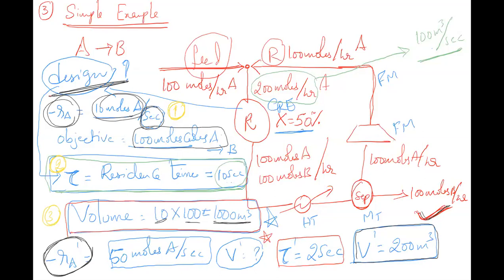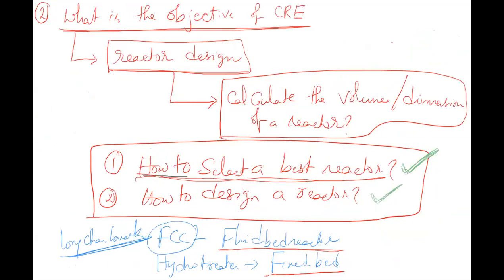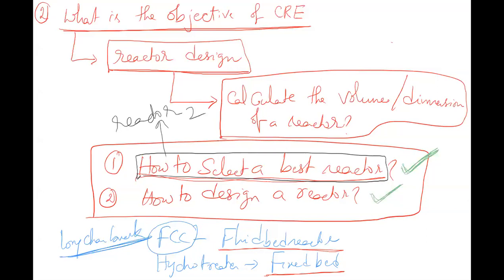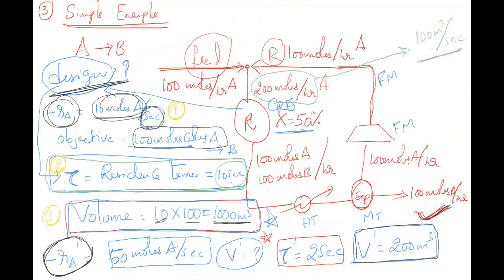So if you go to the previous ones, how to select a reactor is one choice. If you see the example, I will select reactor 2. How to design a reactor means what is the volume of the reactor. You selected the second reactor because the second reactor is giving the lower volume compared to the first reactor. That is the objective of this entire CRE. So take some time and understand this example so that we can start the new topic.